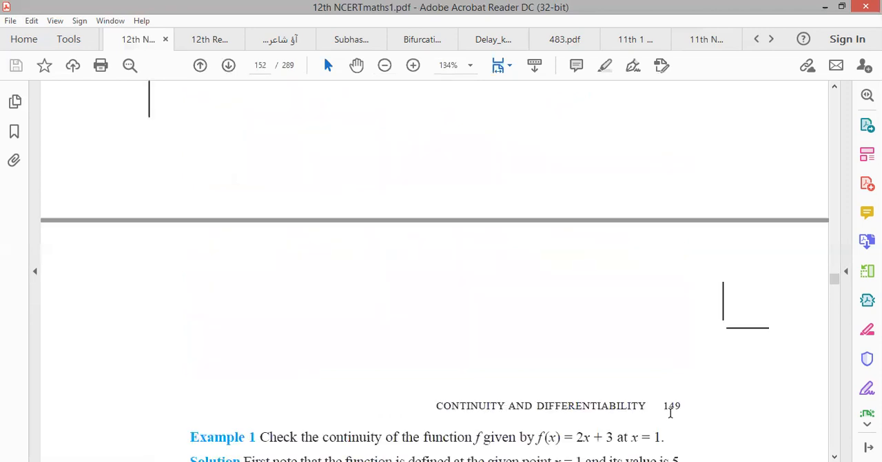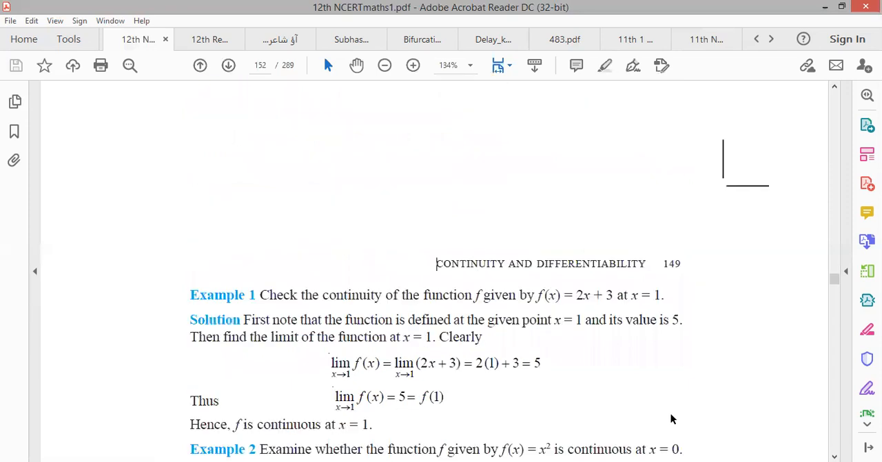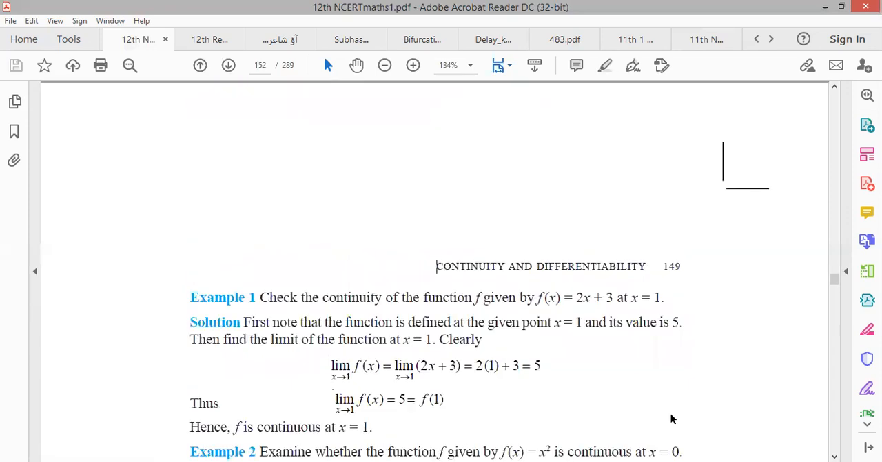Now we have some functions here and we will check their continuity. A very simple example, example number one: we will check the continuity of the function f of x equal to 2x plus 3 at the point x equal to 1. Let's check it here. We find the limiting value at x equal to C, that is C equal to 1 here.